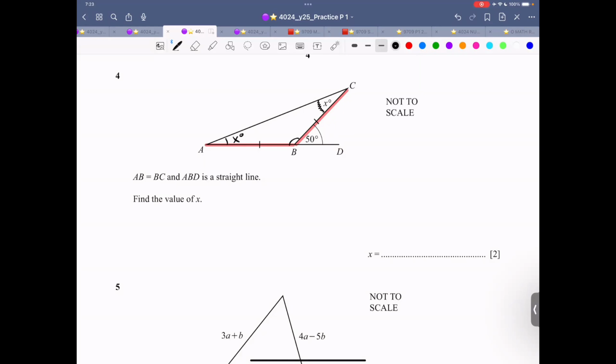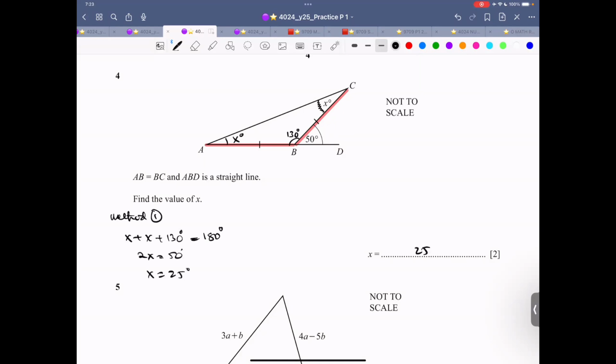So method 1, this is 130 degrees. So therefore, method 1 is all the angles add up to 180. So x plus x plus 130 equals 180. Therefore, 2x is equal to 50. Therefore, x is 25 degrees.